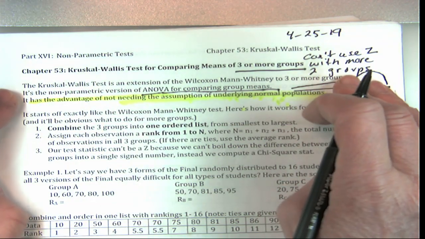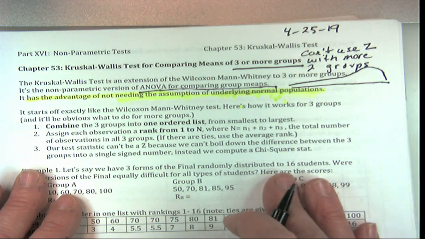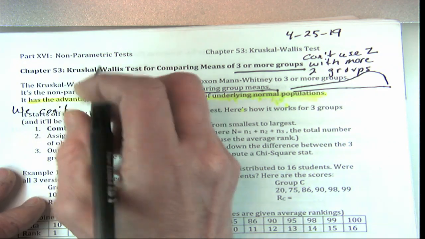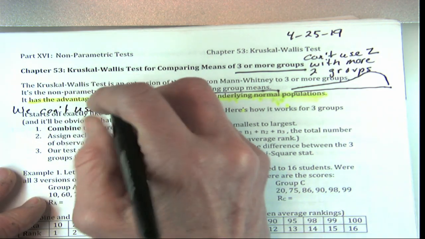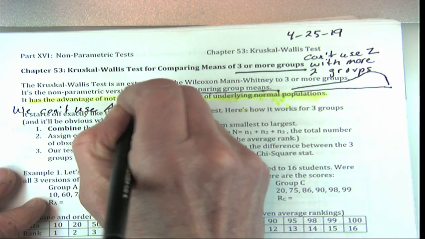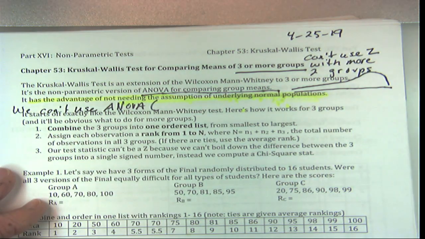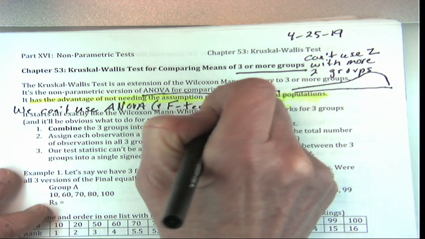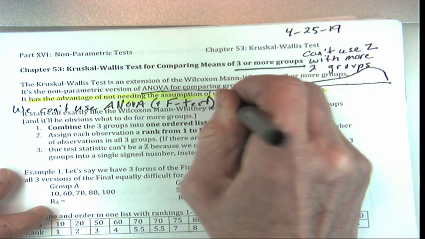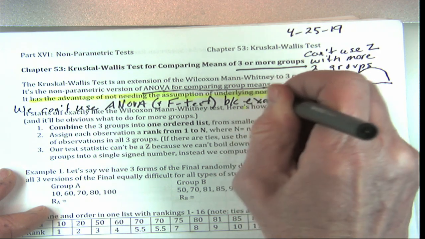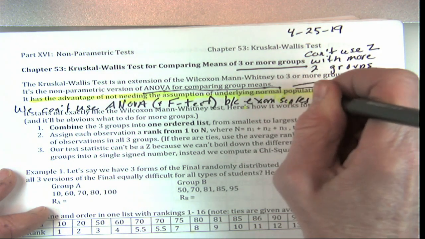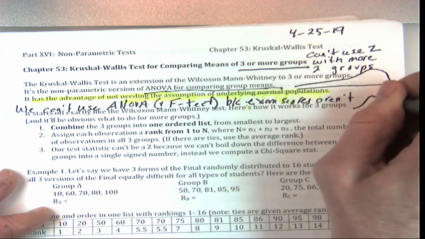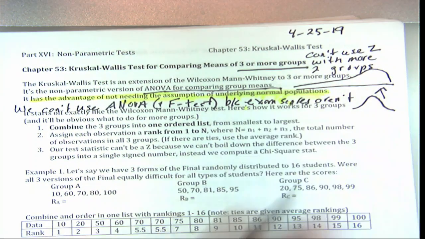All right, so what are we going to do? So let me just write that. We can't use ANOVA comparing group means. That's basically the F test, right? Can't use the F test because our exam scores aren't normal. They look like that. That's what they look like.